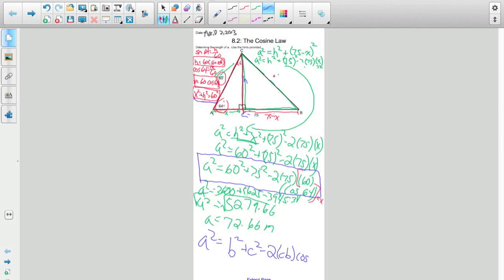What's 64? Which is A. Where'd you get the 2C? We had over here 2 times 75. So 75 was C, 60 was B. And then we had cos of 64, but 64 was really A.